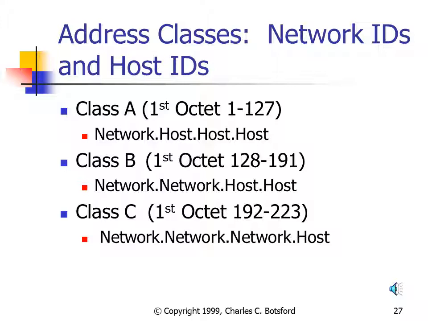Class B addresses start with any decimal number in the first octet from 128 to 191. If we see an IP address that starts in that number range, we know it's a Class B address. We know that the first 2 octets are the network address and the last 2 octets are the host address. Likewise, if the first octet of an IP address is a number between 192 and 223, we know that that's a Class C address, and if we know it's a Class C address, we know that the first 3 octets are the network ID and the last octet is the host ID.